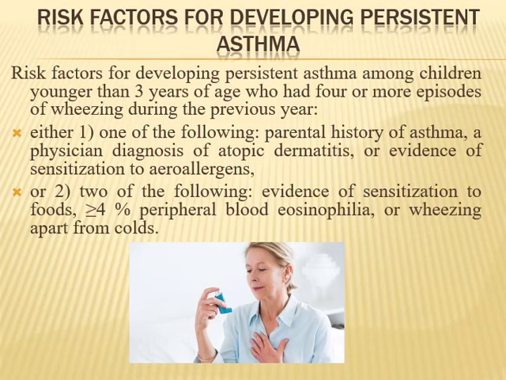It identifies the following risk factors for developing persistent asthma among children younger than 3 years of age who had 4 or more episodes of wheezing during the previous year. Either one of the following: parental history of asthma, a physician diagnosis of atopic dermatitis, or evidence of sensitization to aeroallergens; or 2 of the following: evidence of sensitization to foods, more than 4% peripheral blood eosinophilia, or wheezing apart from colds.